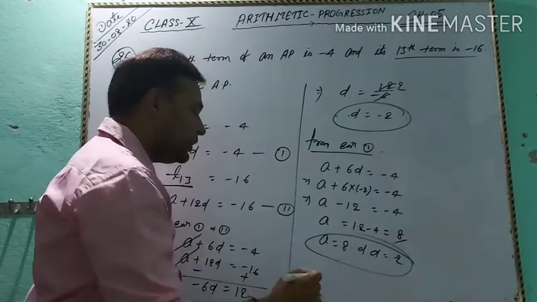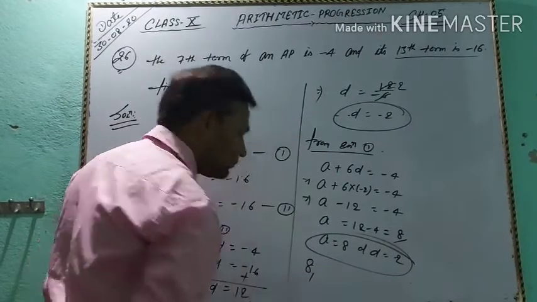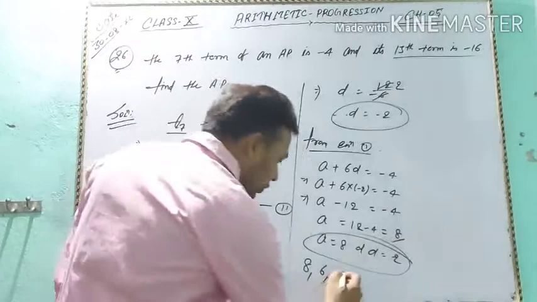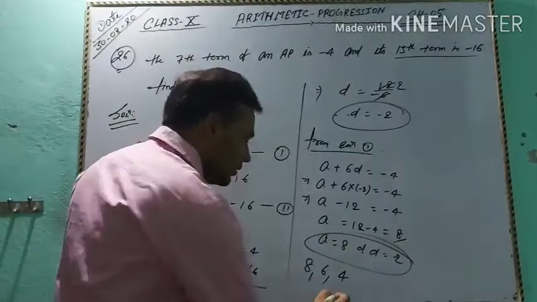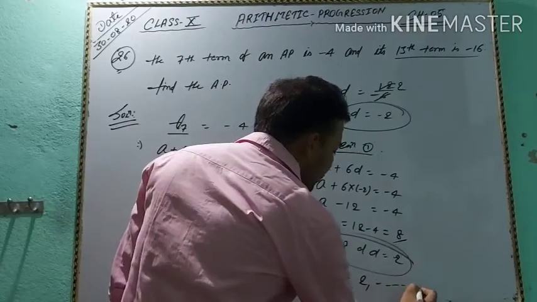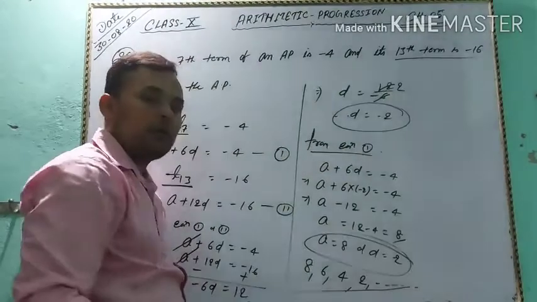That AP is 8, 6, 4, 2, dot dot dot. So this is the required AP.